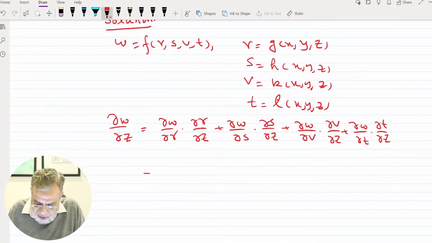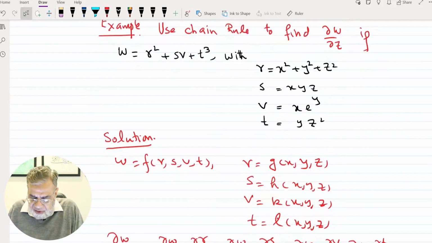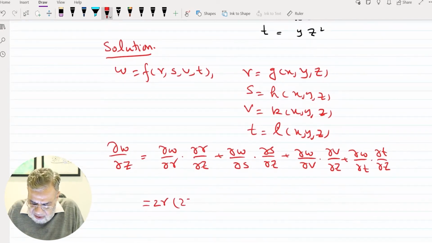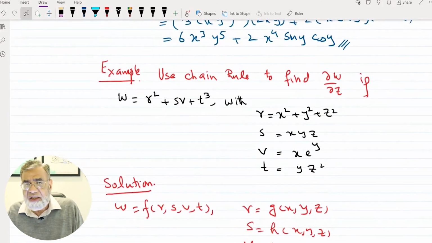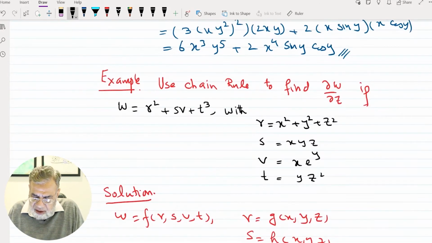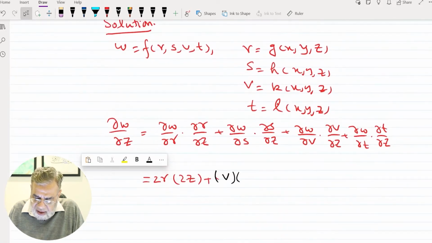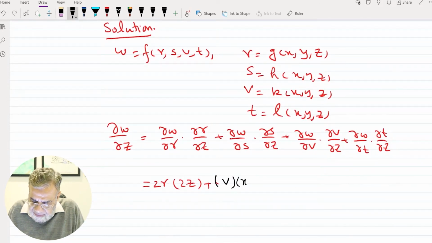So this will be equal to 2r, into partial r by partial z. Now x is constant, y is constant, z is changing, so we get 2z. So this is equal to 2r into 2z, plus partial w by partial s. Here r is constant, v is constant, t is constant, so this will be 0, and here I get v. So we get v into partial s by partial z. Our s is equal to xyz, and when we take the derivative with respect to z, that's equal to 1, we get x into y. So we get xy.